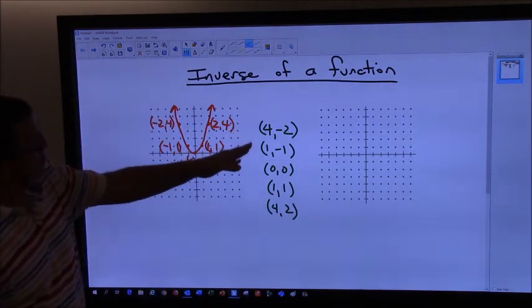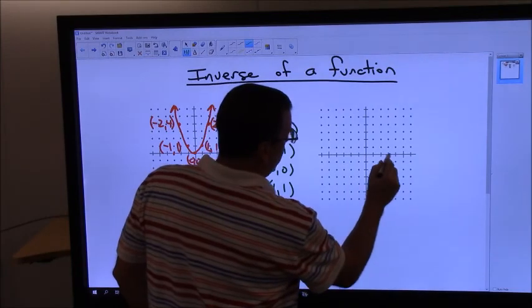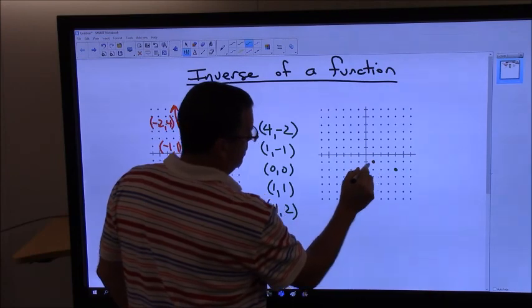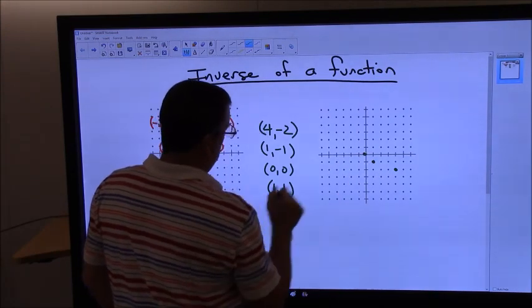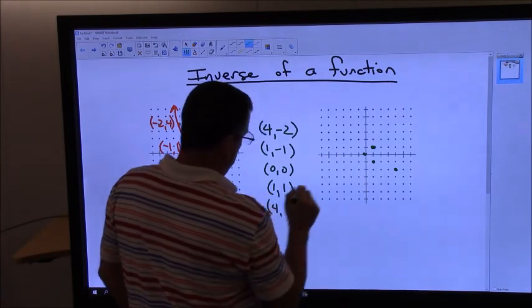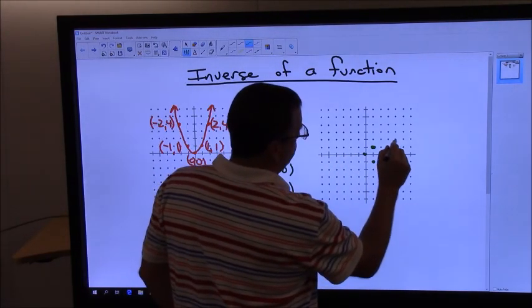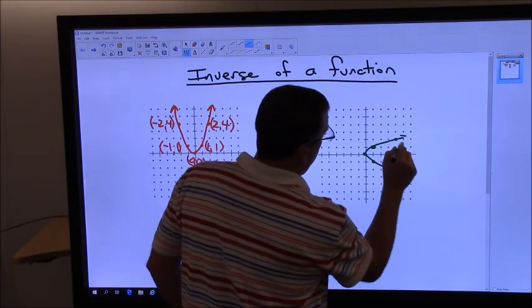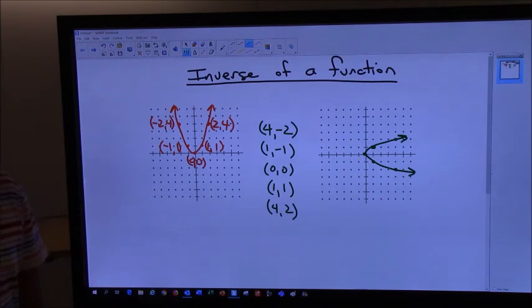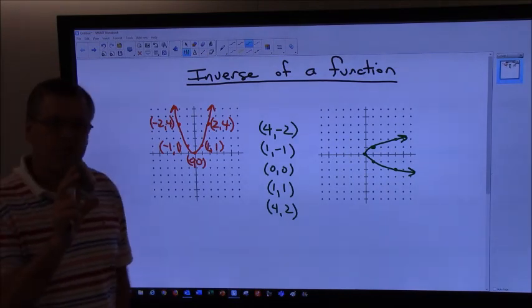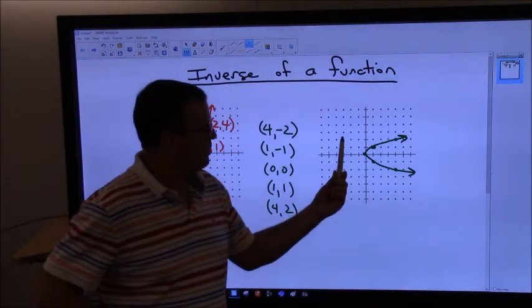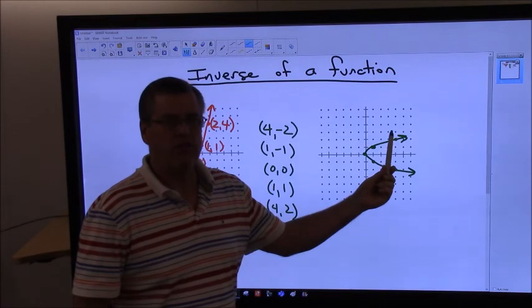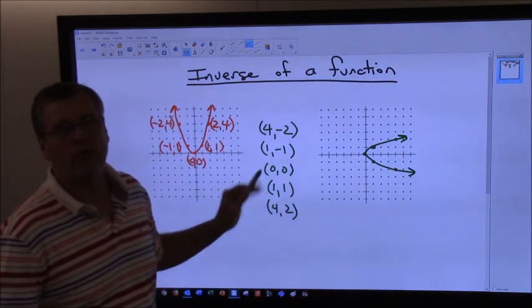And so now if I plot those points, here's 4, negative 2, 1, negative 1, 0, 0, and then 1, 1, and then 4, 2, and what I get is a sideways parabola. Okay? But there's a little bit of a problem here because remember the vertical line test? You can only hit one point at a time. And so really what I just did here doesn't quite work.